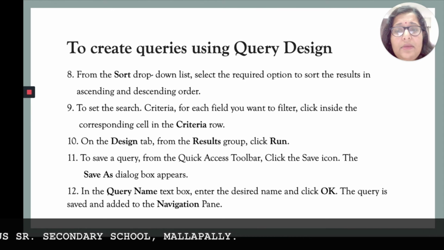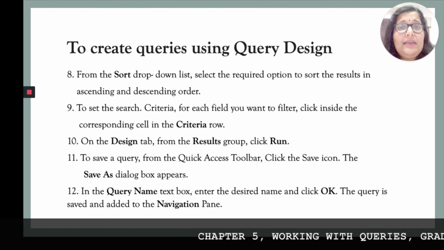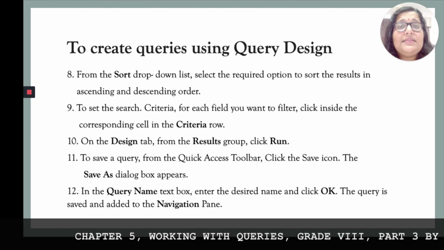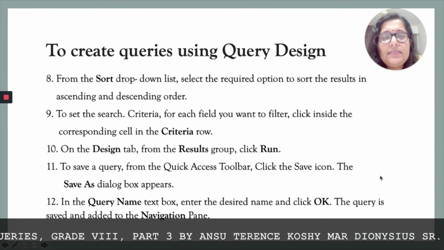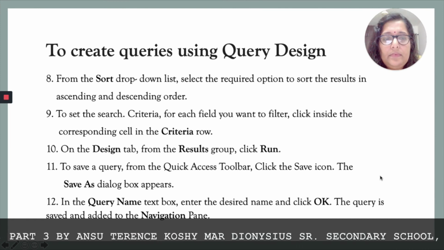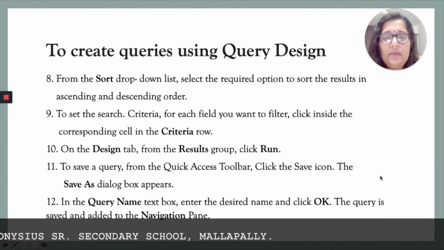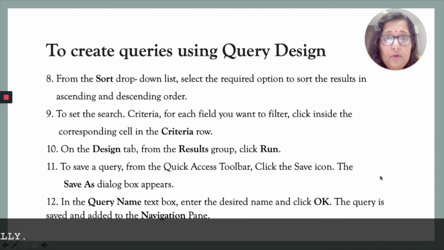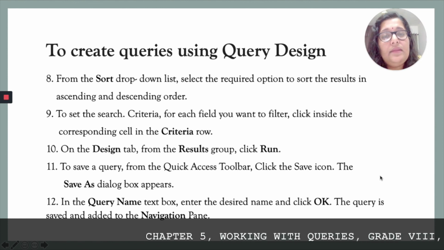On the Design tab, from the Results group, click Run. You have to go to the Design tab. In the Results group, click Run. To save a query from the Quick Access toolbar, click the Save icon. The Save As dialog box appears. In the Query Name text box, enter the desired name and click OK. The query is saved and added to the navigation pane. So you just need to enter the query name in the text box, that is the name that you want, and then click OK. The query will be added and saved in the navigation pane.